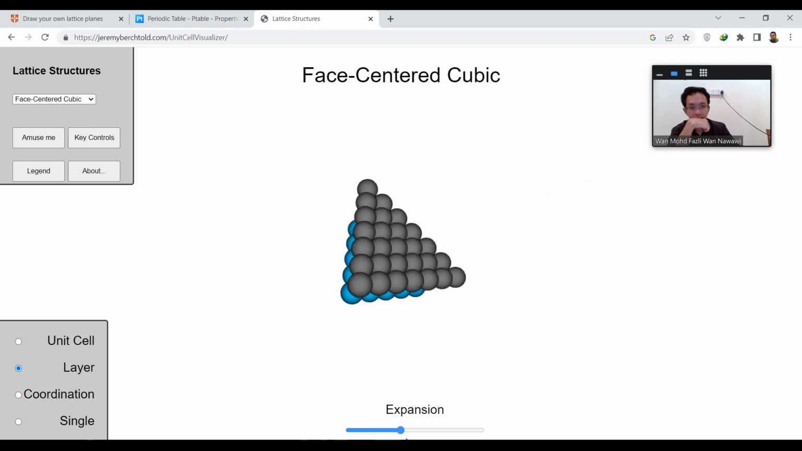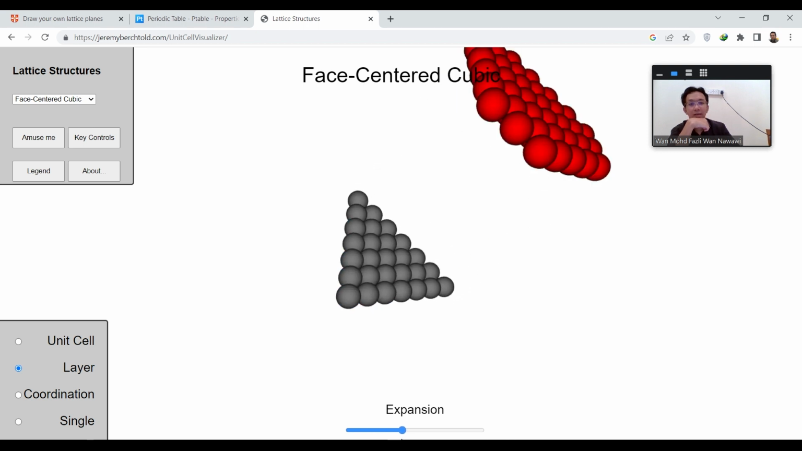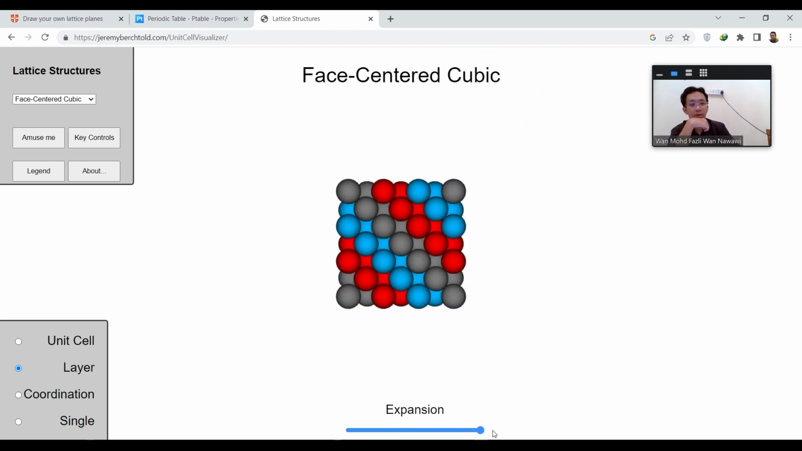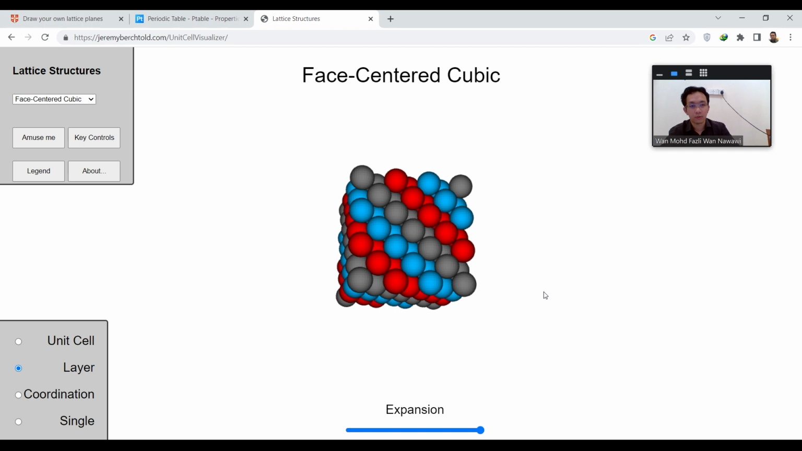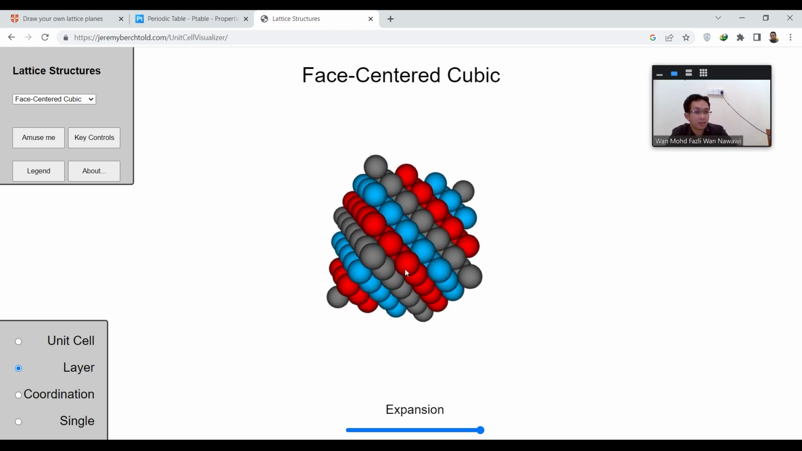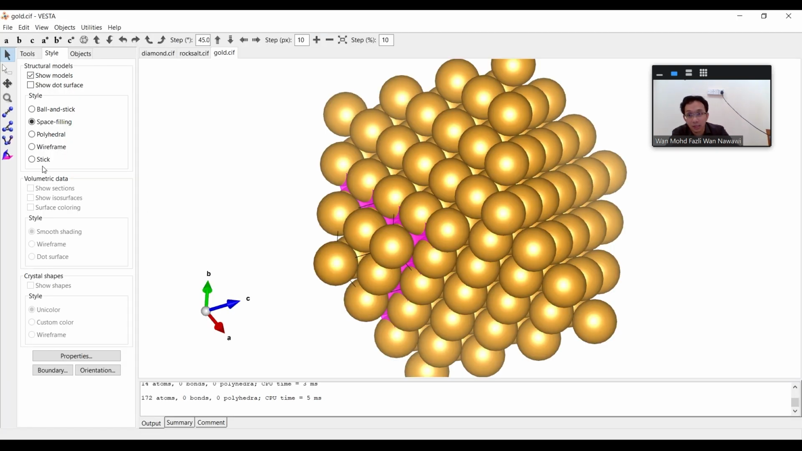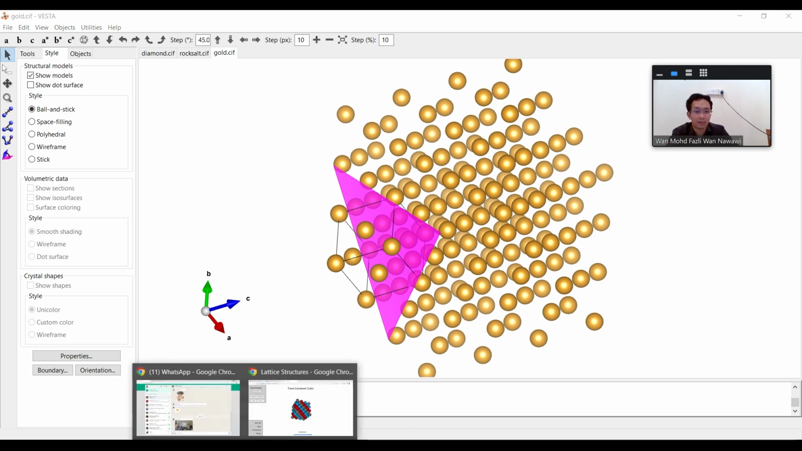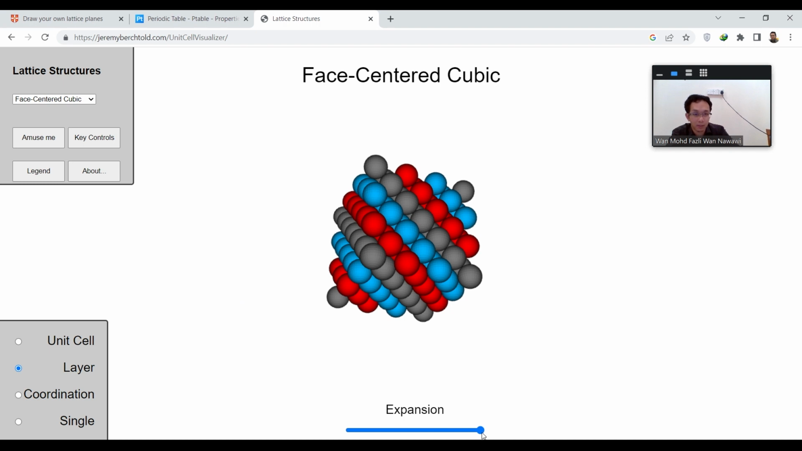Okay, let's say put layer. So you can see this triangle. That is basically 111. If you remember just now, this is 111. Okay, so the triangle that we saw in the Vesta just now, you can see here. Let me put important stick. This triangle is equivalent to this thing. You see the triangle there? The triangle, this is the plane.